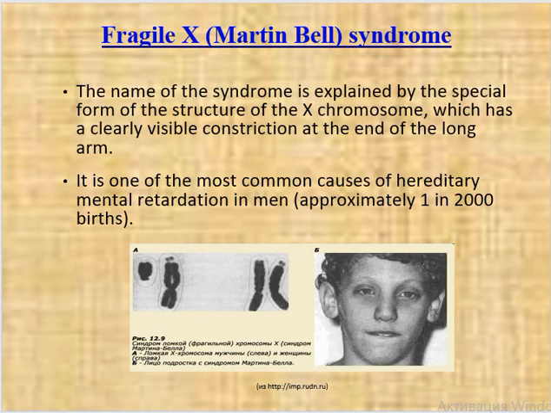Fragile X syndrome, or Martin-Bell syndrome. The name of the syndrome is explained by a special form of the structure of the X chromosome, which has a clearly visible constriction at the end of the long arm. It is one of the most common causes of hereditary mental retardation in men. Approximately 1 in 2,000 births.